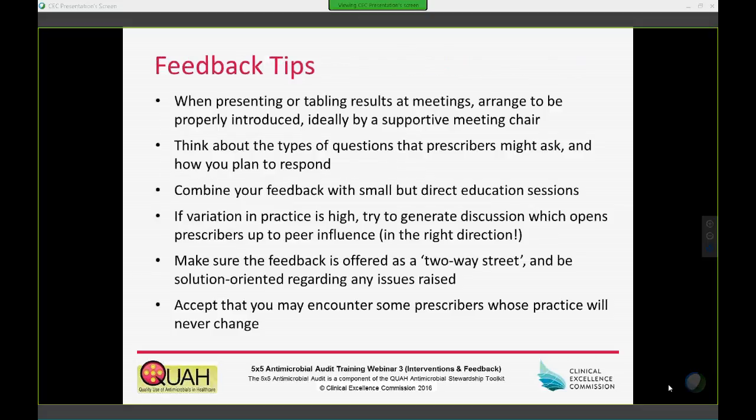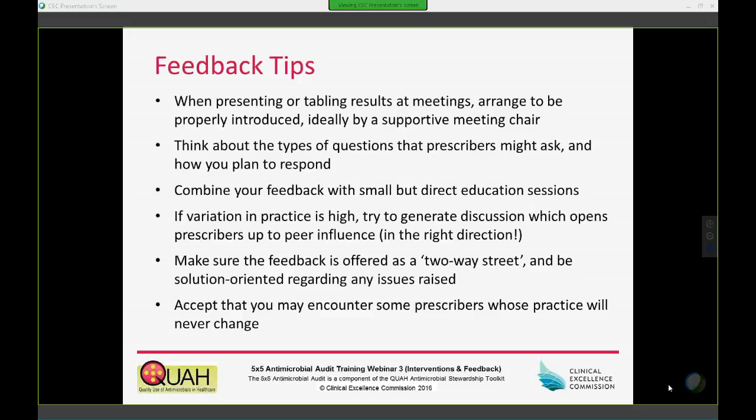Okay, so on this slide we've just got a few pieces of advice to keep in mind regarding your feedback techniques. So the first one is that if you're speaking to a group of people in a meeting situation, try to organise it so that you're actually going to be introduced properly, and ideally that introduction is going to come from a supportive chairperson at that meeting. So being introduced well can have a really big impact on how your feedback's received, because if the chairperson is demonstrating that they are engaged with and interested in what you have to say, then that sets up everyone else in the room to be more invested in what you've got to say as well.